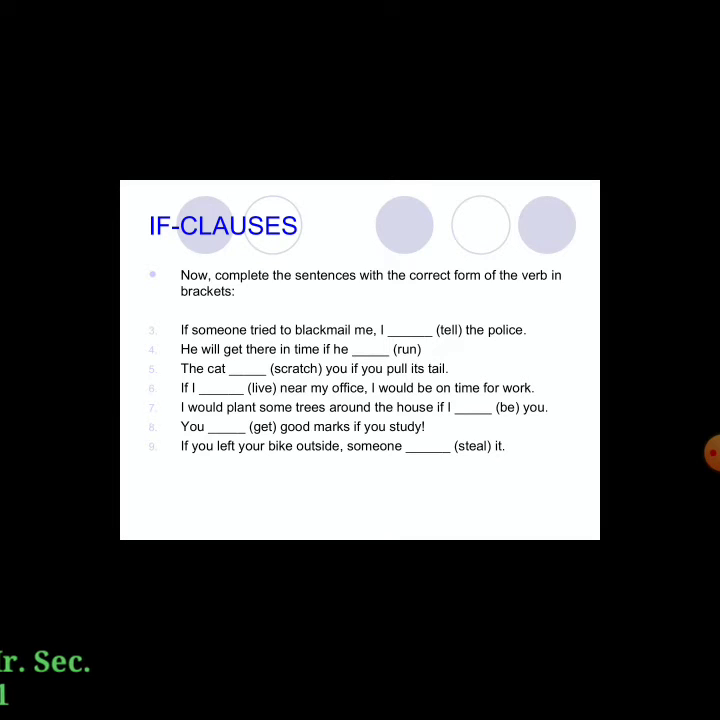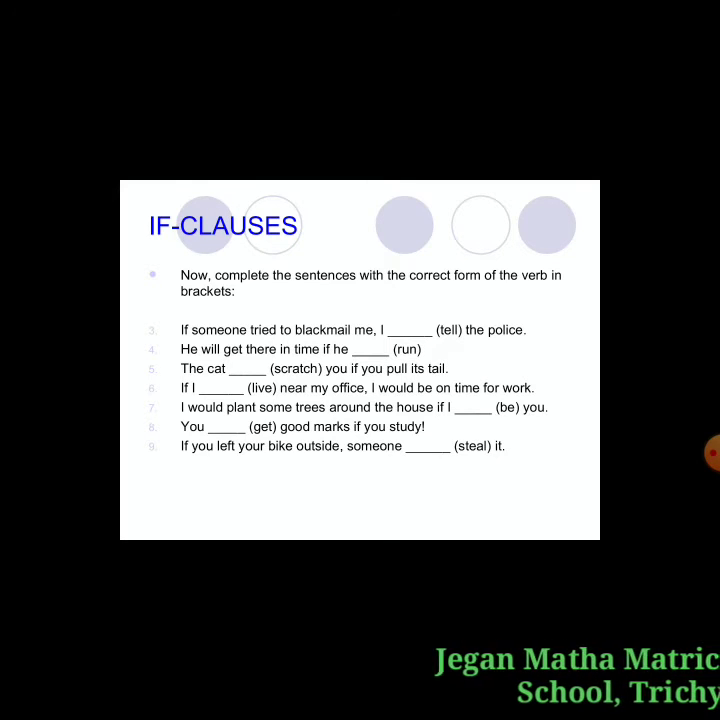So what did you learn? The structure: in the if clause you have simple past, and in the main clause would plus v1, whatever the verb is. So here: if someone tried to blackmail me, I would tell the police. This is the improbable condition, the second type.